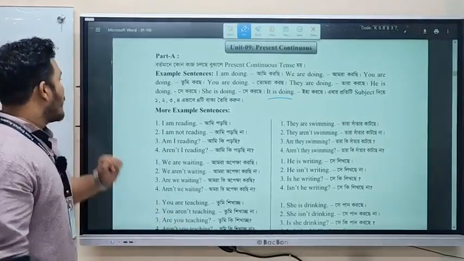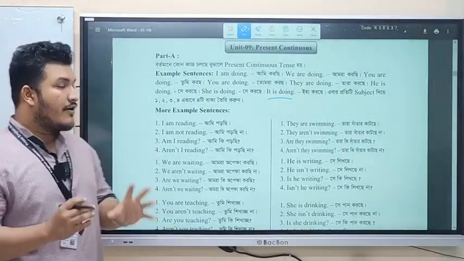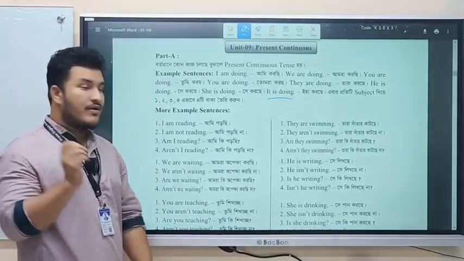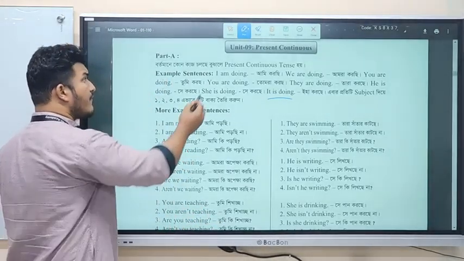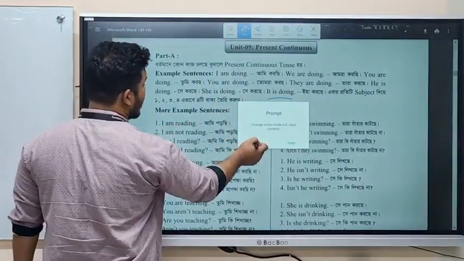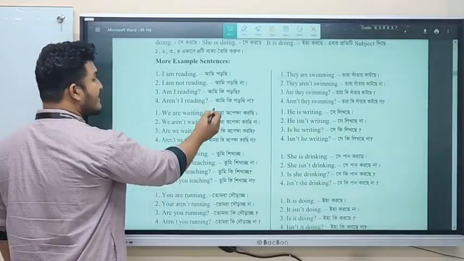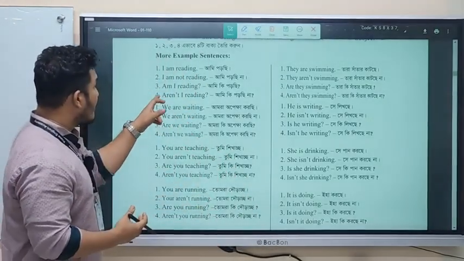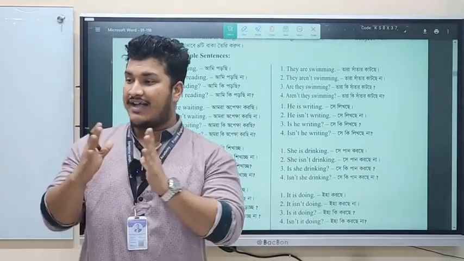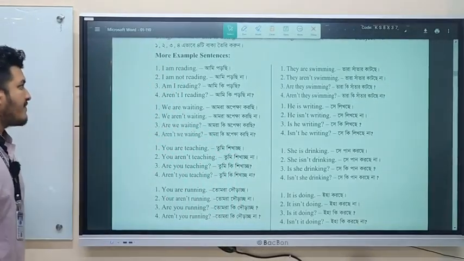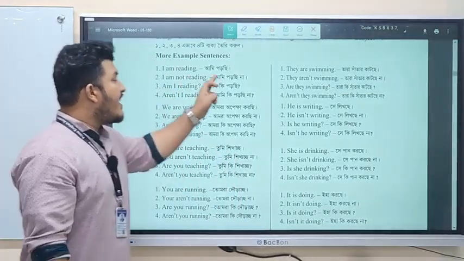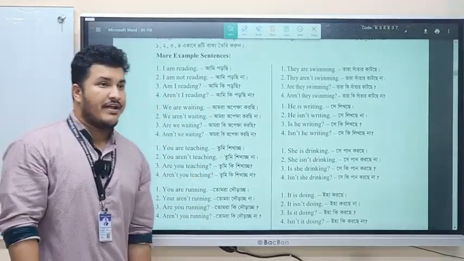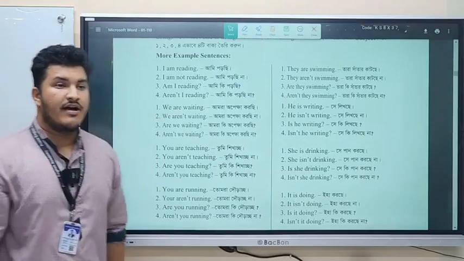Now, we will practice four sentences. We will make four sentences out of this structure. The first sentence will be affirmative, the second negative, the third interrogative, and the fourth negative and interrogative. So let's practice. I am reading. I am not reading. Am I reading? Aren't I reading?